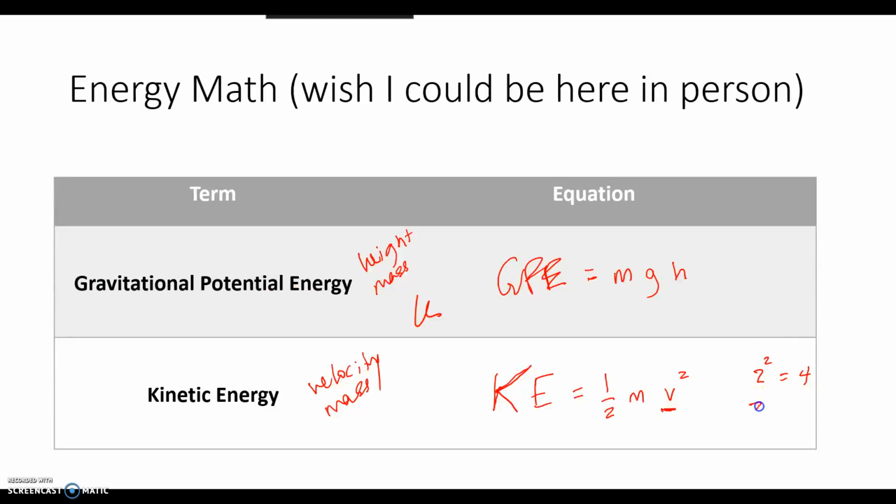Whereas if I were to triple my velocity, now it's going to be 9 times what it used to be. That's the crazy part about it, that velocity means that much more, as opposed to mass, where if I double mass, it just doubles the energy. But if I double velocity, it's going to quadruple my kinetic energy. Cool? So let's move on.